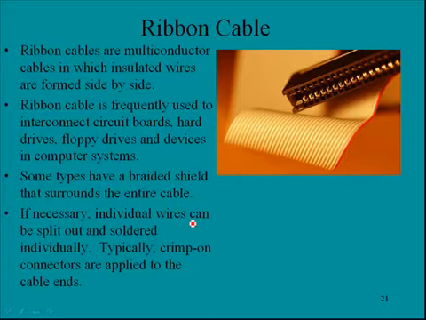If necessary, individual wires can be split out and soldered. So if you needed to, you could, in fact, and sometimes in floppy drive cables, they actually cut one of the wires, and that is the way they designate cables as, what's the term? It's escaping me at the moment. Cable select. And they do that by actually cutting one of the specific ribbon wires. If necessary, individual wires can be split out and soldered individually. Typically, crimp-on connectors are applied to the cable ends.